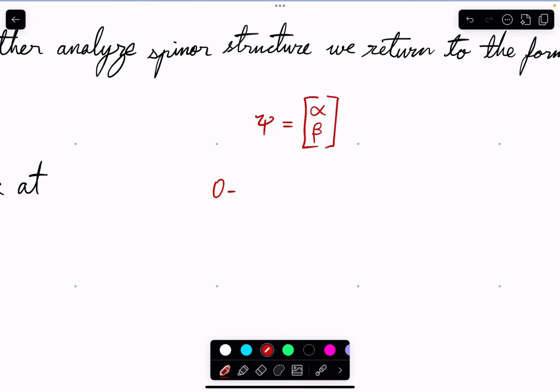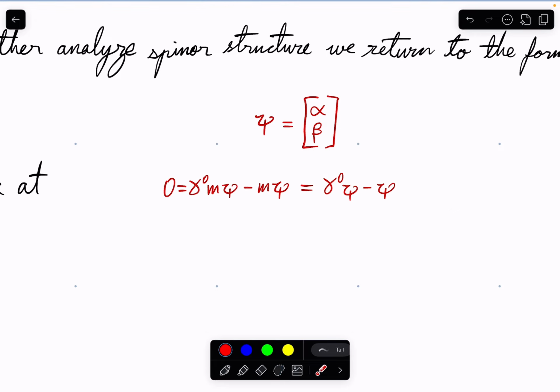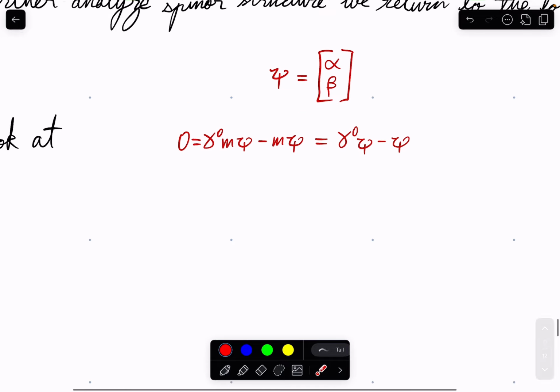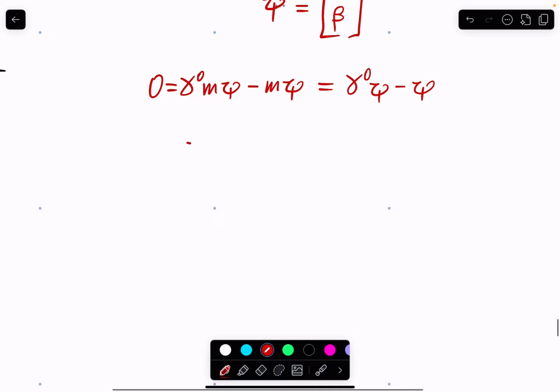We get 0 equals gamma naught m C minus m C, which we can then divide by m. So we get gamma naught C minus C. And if this kind of looks like a projector, then you're onto something. That's a geometric approach that's not in this series. But let's expand this a little bit more.